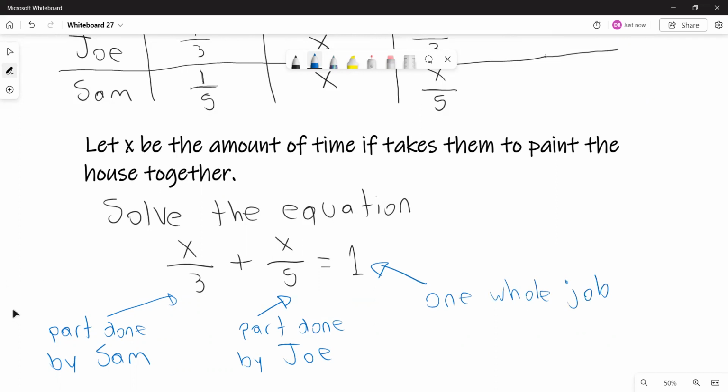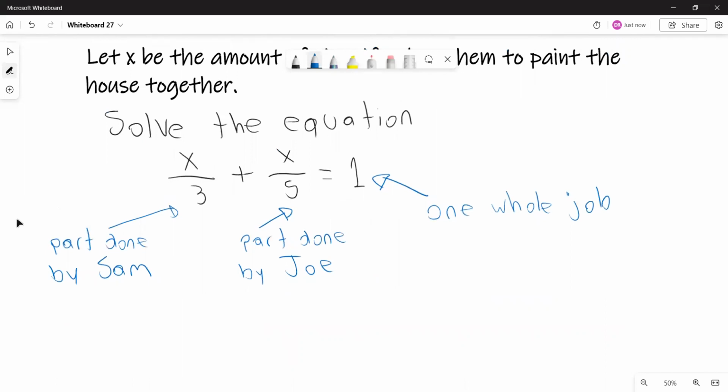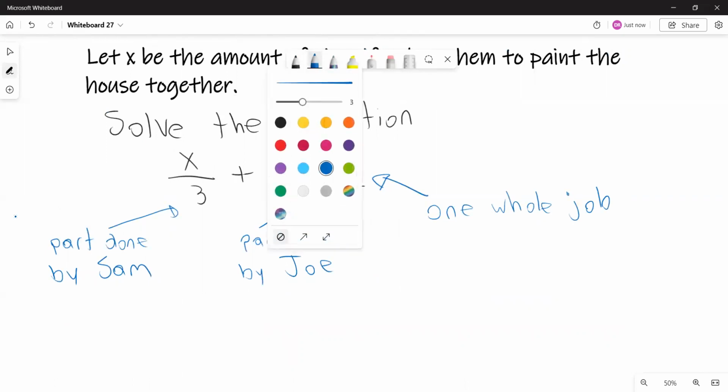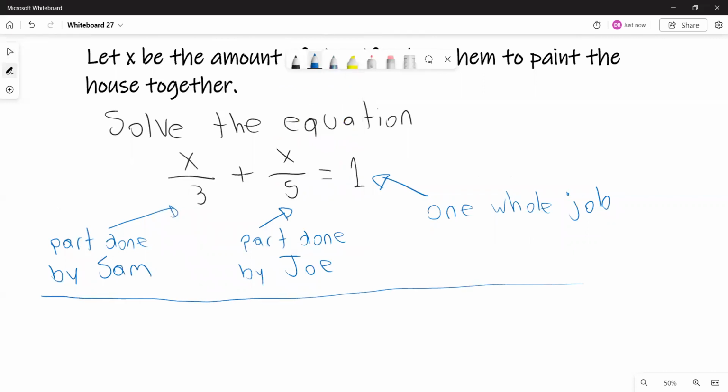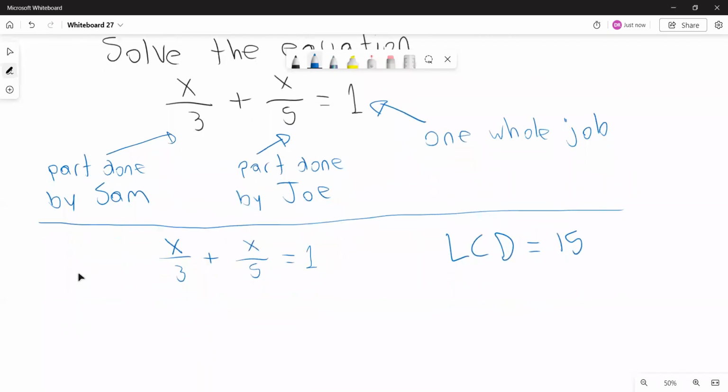That's a linear equation, so let's solve it. x over 3 plus x over 5 equals 1. We can either use the least common denominator or simply work with the fractions. That's not too bad, but if you still want to avoid fractions, the least common denominator is 15. So multiply both sides by 15.